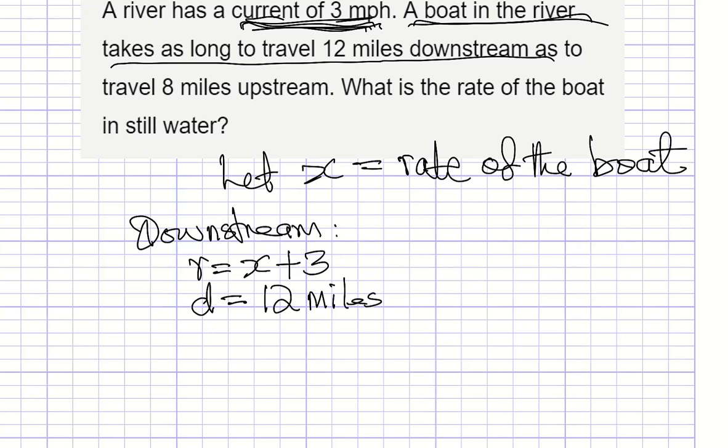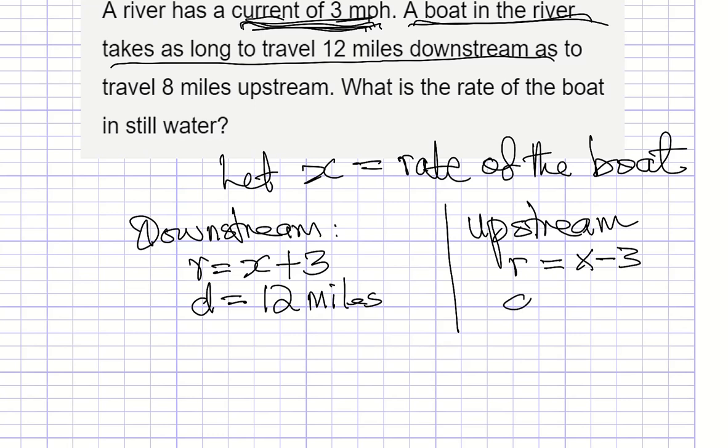And then let's do upstream. Upstream, of course the rate will be X minus 3 because the current of the water is pushing against the boat. So the rate is that, and the distance is given as 8 miles, okay?